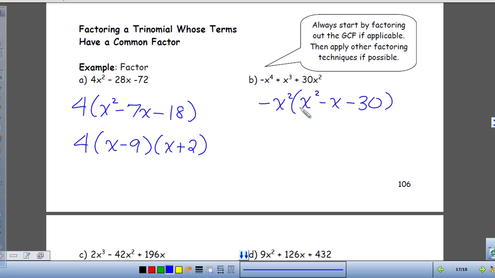I like to have a positive 1 right here. That's why I took out that negative x squared that was on my leading term. Now that I have this positive 1, and we got a constant here of negative 30, so we're going to have what? x minus 6, x plus 5. Very good. Questions about that?